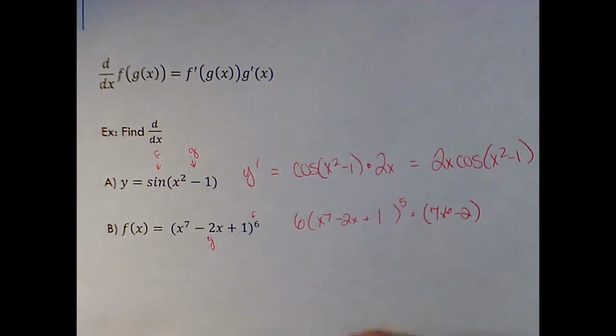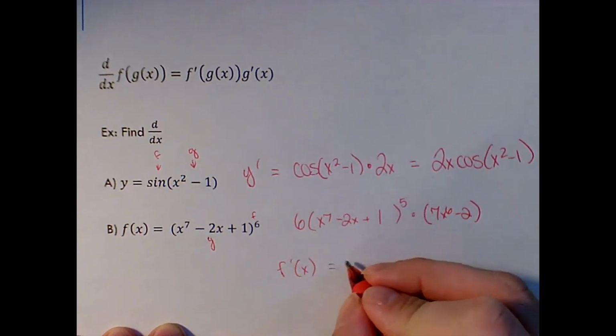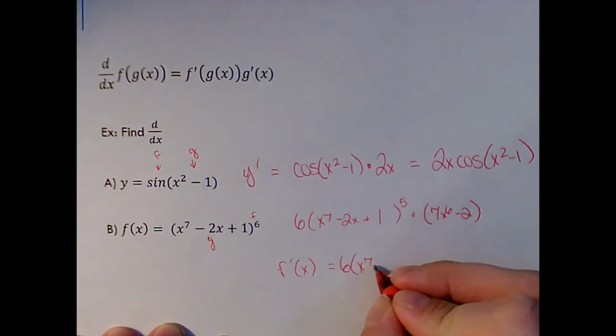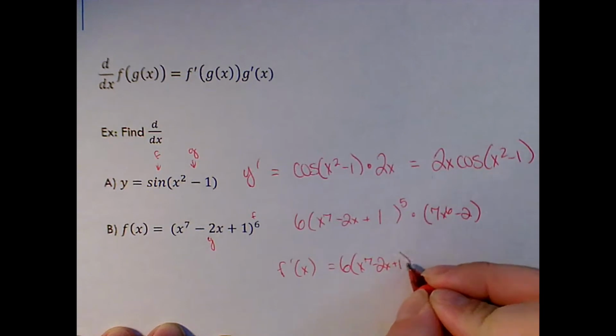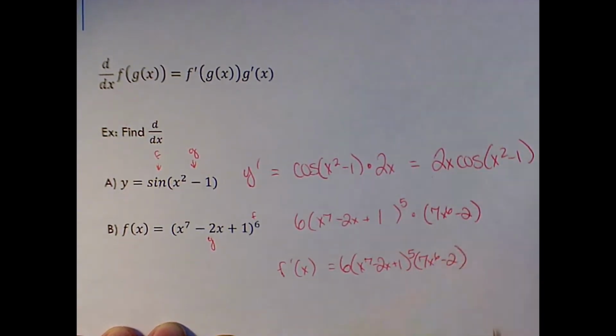So, cleaning all this up, f prime is 6 times (x to the 7th minus 2x plus 1) to the 5th, times (7x to the 6th minus 2).